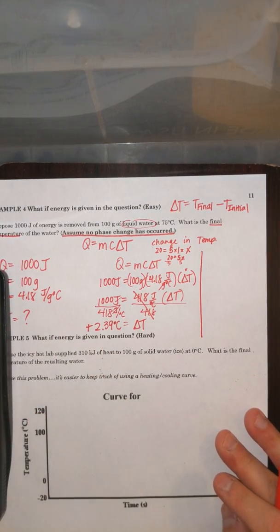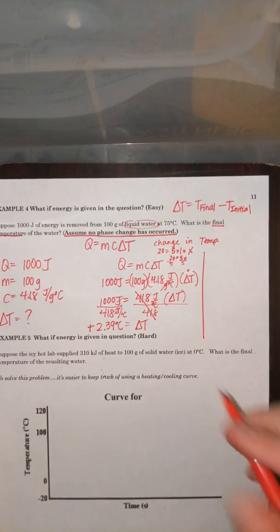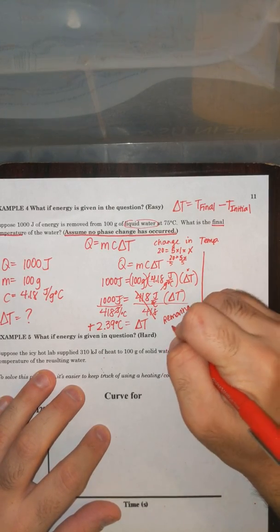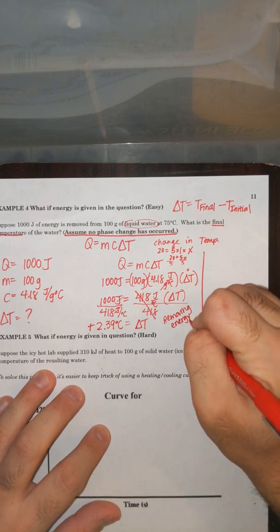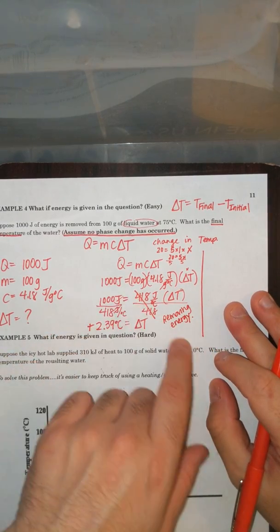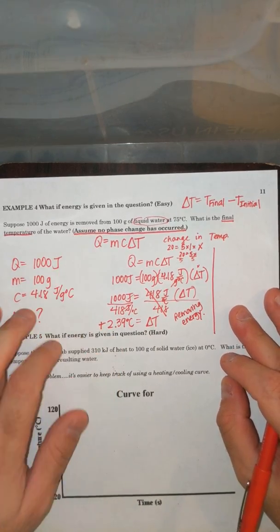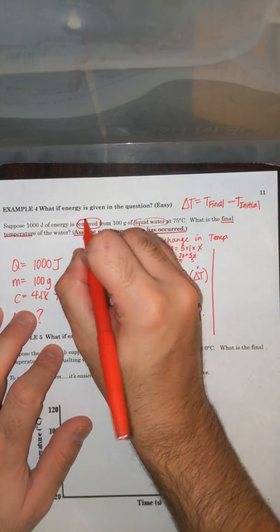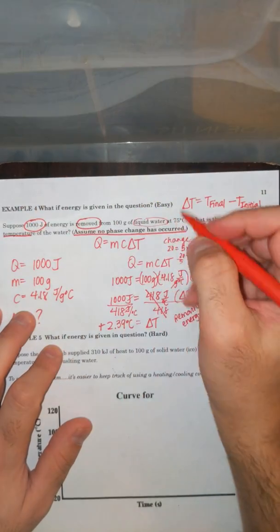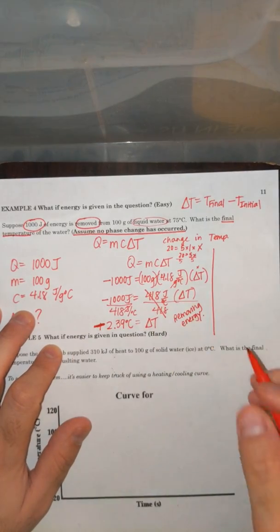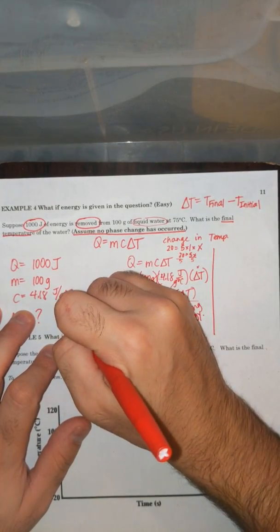So now I got that my delta T is equal to positive 2.39. But I'm removing energy. Something I did not keep in mind is that the reason I put this as positive is because I said I removed energy. That means this 1,000 should have been negative, and now I have a negative delta T.